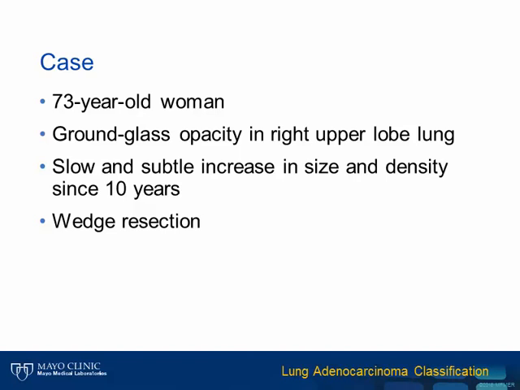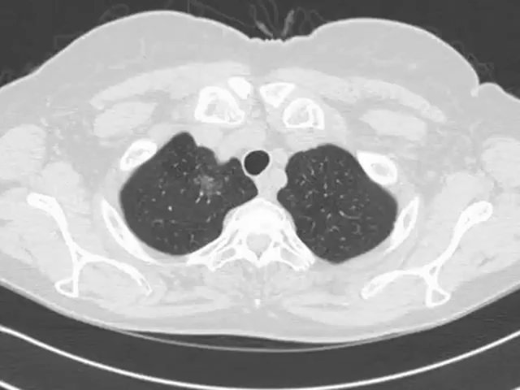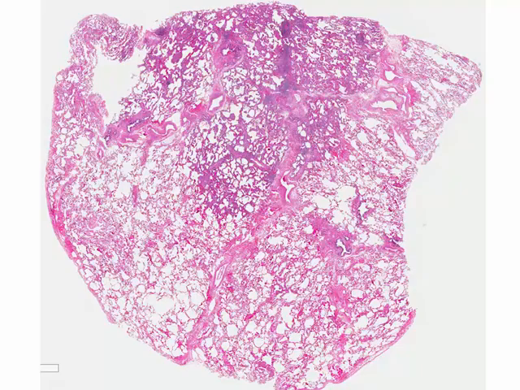The case is that of a 73-year-old woman who was found to have ground-glass opacity in the right upper lobe lung about 10 years ago. This ground-glass opacity was slowly increasing in size and intensity. A wedge resection was performed. Here you can appreciate the CT imaging studies which show the ground-glass opacity in the right upper lobe lung.